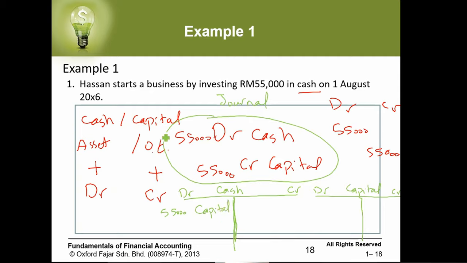So now we have posted half of the transaction. The other half of the transaction, we need to go to the T account of the capital, the ledger of the capital. It's the capital, it's on the credit side. So we have to write on the credit side of the capital. We put the amount, then we write the other side of the transaction, which is cash. Like this, this is what we call the journal. And this we call posting in the ledger.